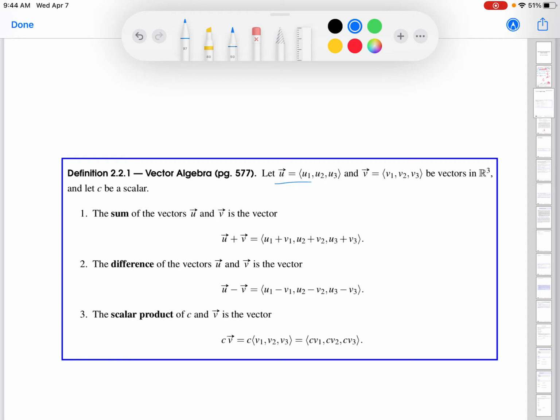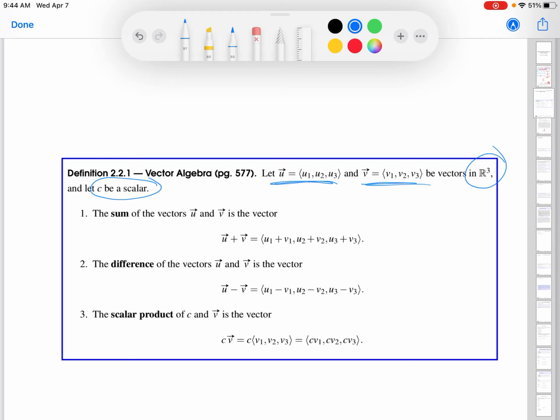So the preamble here is: let u be a vector with components u1, u2, u3, and v be a vector with components v1, v2, v3 in R3, and suppose C is a scalar. So the word scalar basically means a number. So we're thinking about C as a real number. Could be positive, could be negative, could be 0.